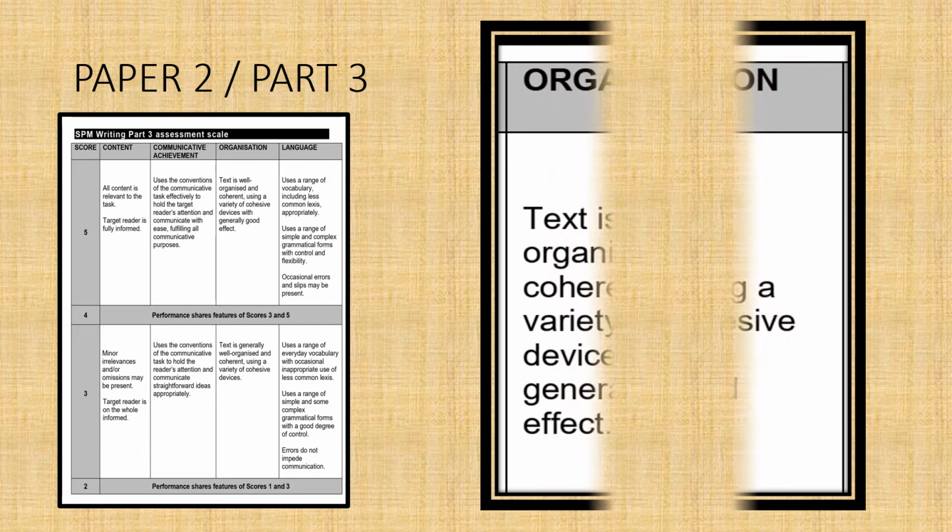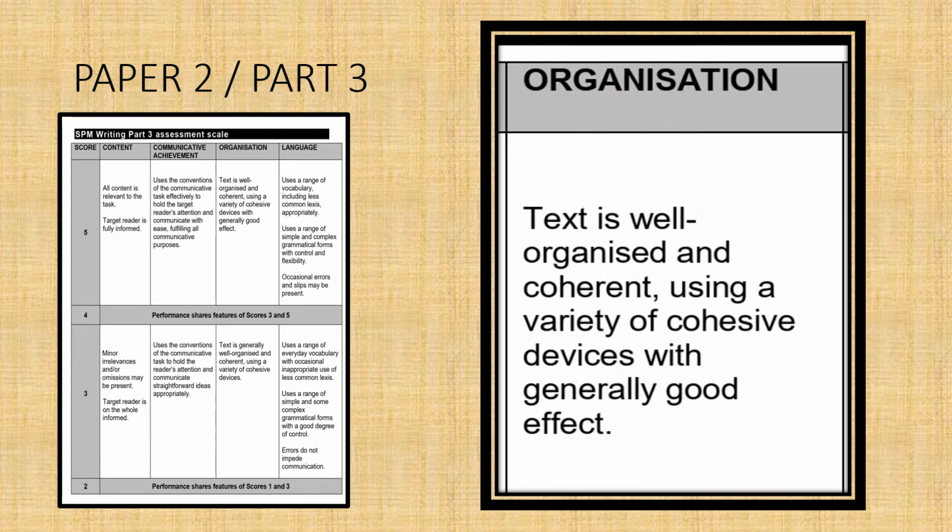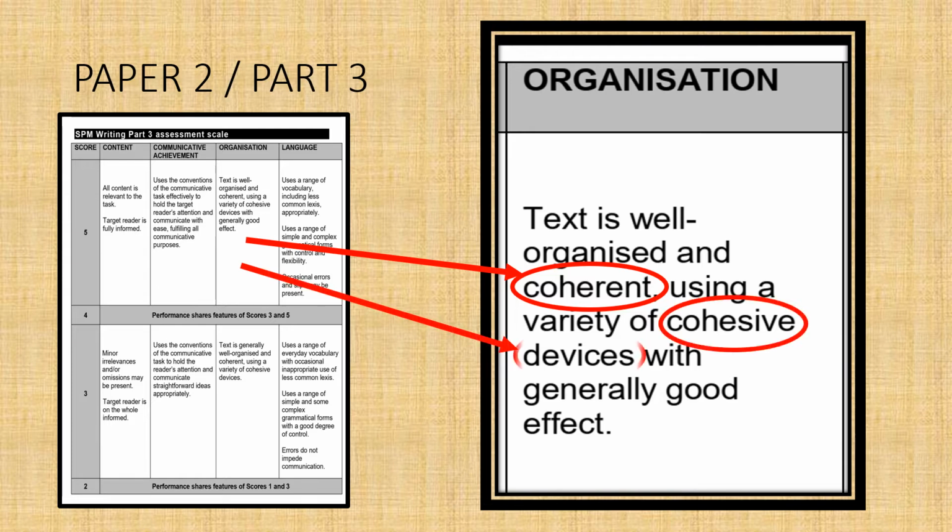We are going to look at paper 2 part 3, the longest essay that you have to write. This is the marking scheme. Again, we are going to focus on organization. Let's read together. Text is well organized and coherent using a variety of cohesive devices, but this time with generally good effect. Can you see that the standard of the usage of cohesive devices increases in each level? But don't worry, because whatever it is still involves the usage of cohesive devices.